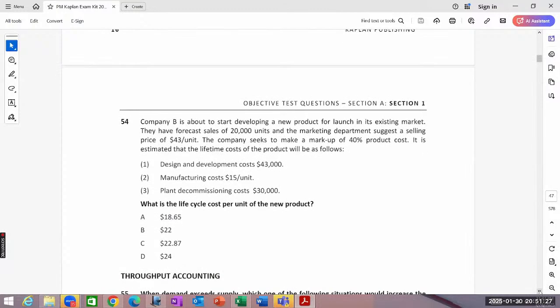Calculate the answer and let me know what is the answer of question 54. Calculate it.